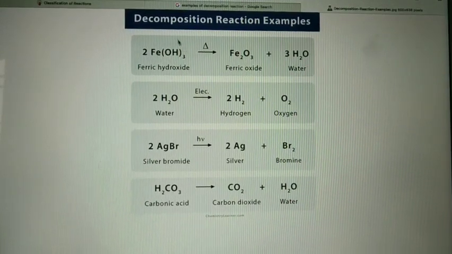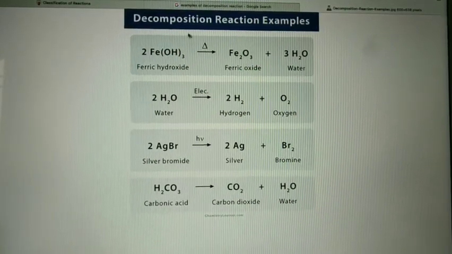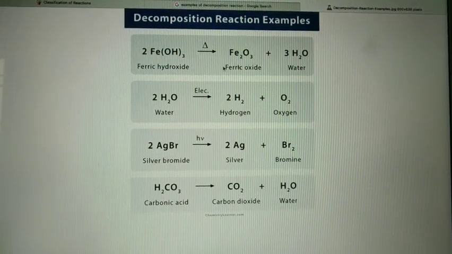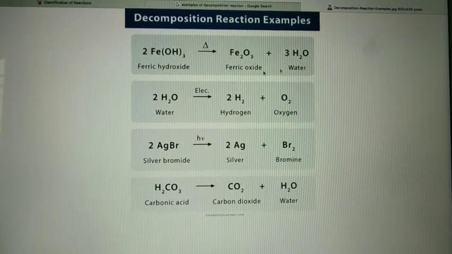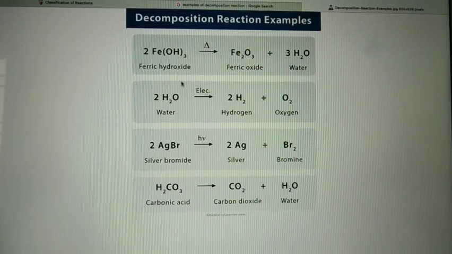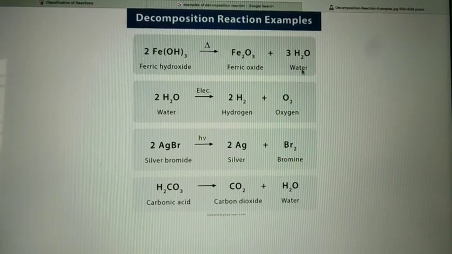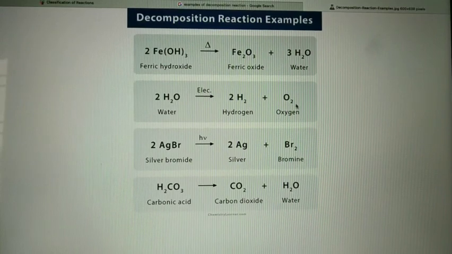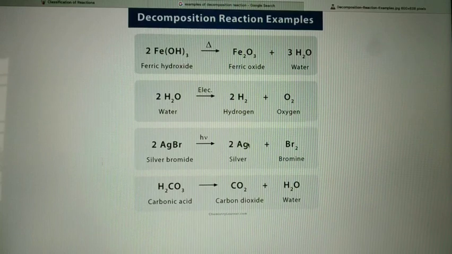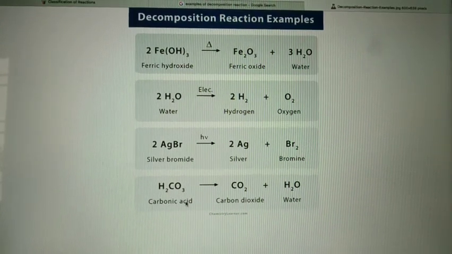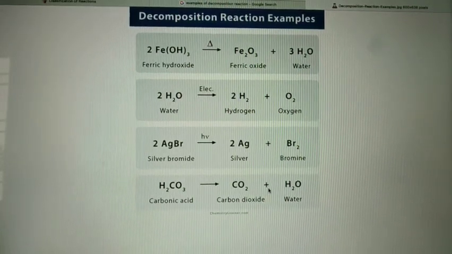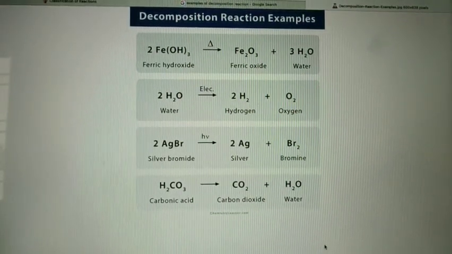These are some examples of decomposition reaction. I told you one reactant will decompose into two or more products. Here only one reactant is there but two products are formed. Fe(OH)3, that is ferric hydroxide, will give ferric oxide and water. Here also water gives H2 plus O2, as we have just seen. Next example, AgBr, that is silver bromide, decomposes into silver and bromine. H2CO3, that is carbonic acid, will give carbon dioxide and water. These all are examples of decomposition reaction.